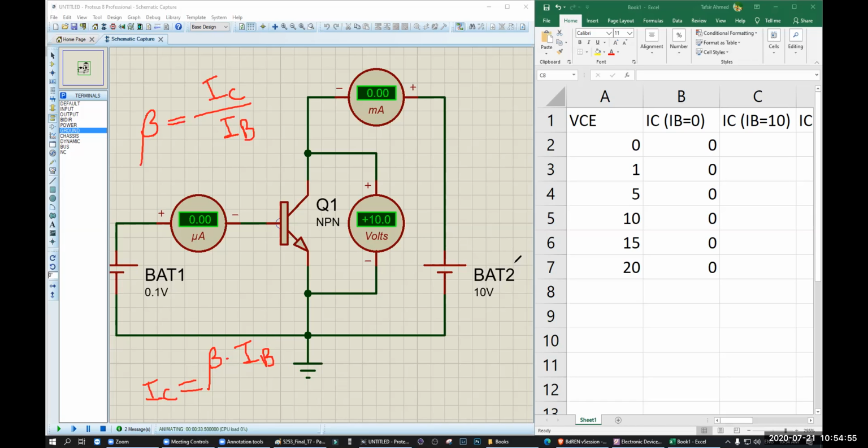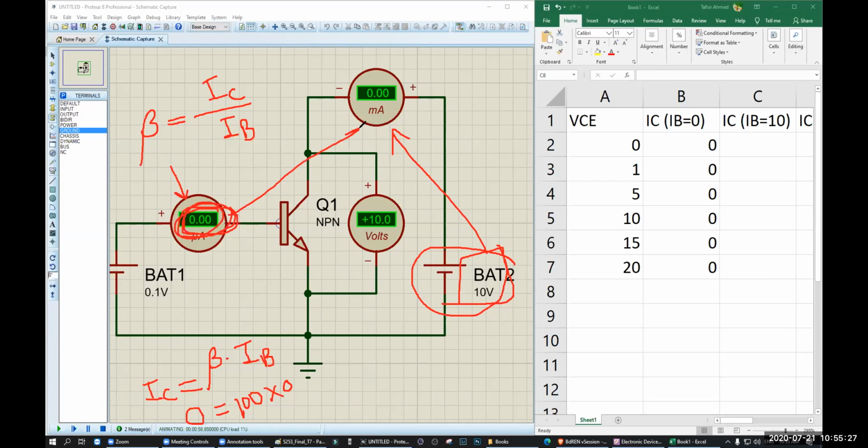So from here, you can see this is the battery for IC, right? If I increase this battery, the current should increase. But since your IB is 0, the value of beta may be 100, your IB is 0. That's why your IC is eventually 0. No matter how much you increase your battery, if your IB is 0, your IC is also 0. Because I am not increasing the IB, I am keeping the IB fixed and checking the IC.